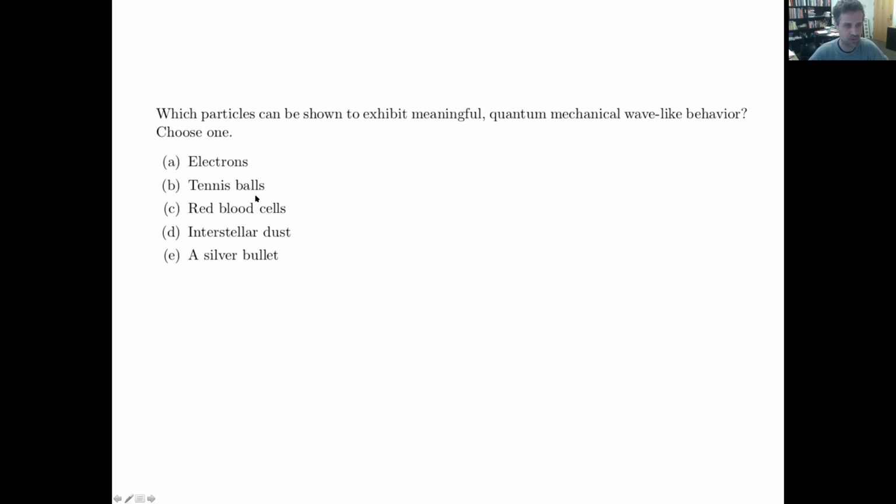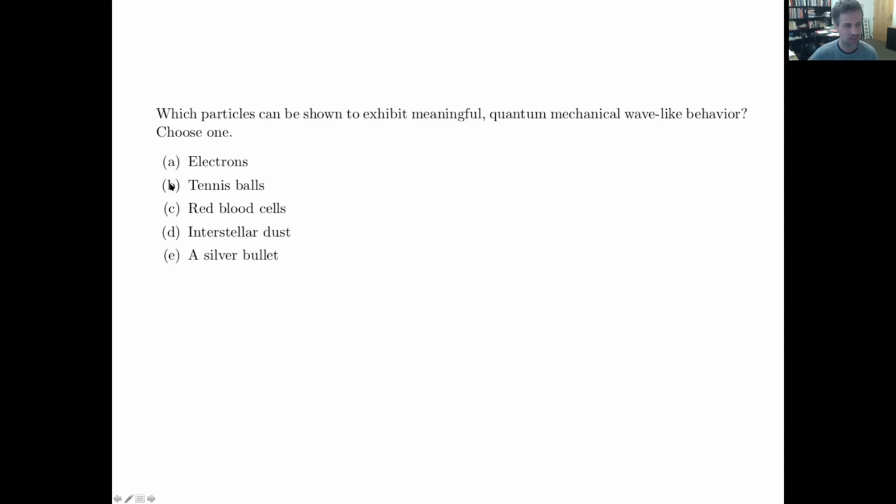Tennis balls are too heavy to have this property, and so the wave-like behavior of tennis balls will not be manifest. You can calculate what the wavelength is, but it will be so small that it becomes very much irrelevant. Red blood cells are the same story. They're much smaller than tennis balls, but their weight is much, much higher than that of electrons, and so their wavelengths also are insignificant. Interstellar dust sounds very interesting, but the same kind of reasoning can be applied here. Still too heavy to display meaningful quantum mechanical wave-like behavior. A silver bullet can travel really fast, but not nearly fast enough to have any significant quantum mechanical behavior, because its mass is way too high.